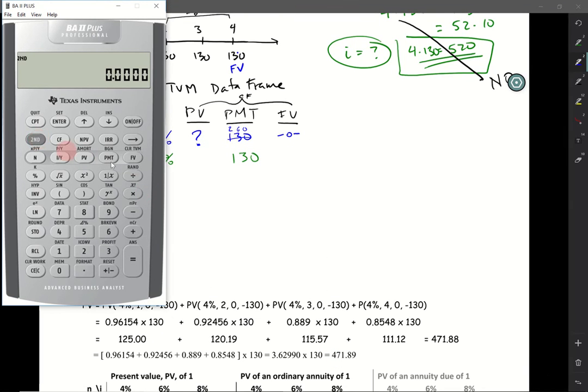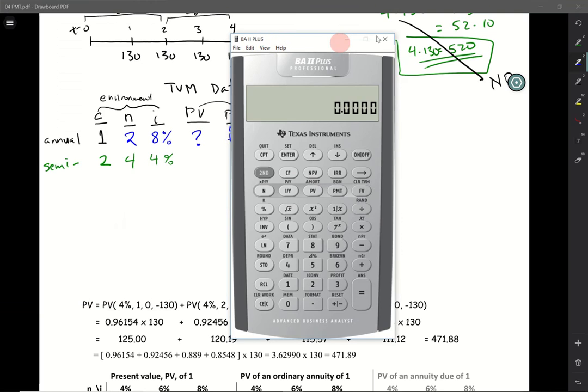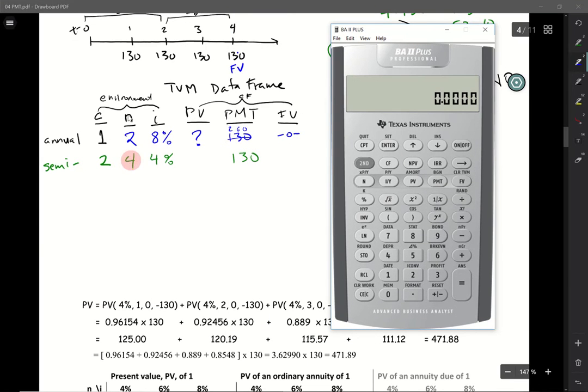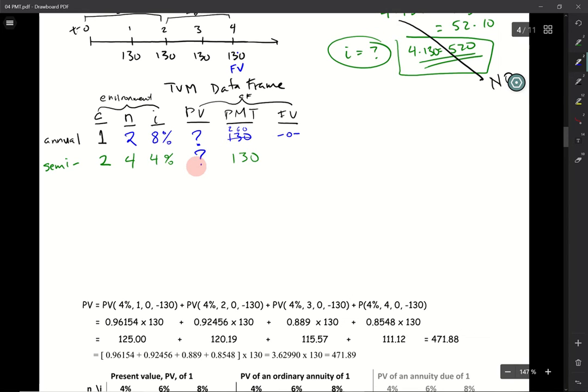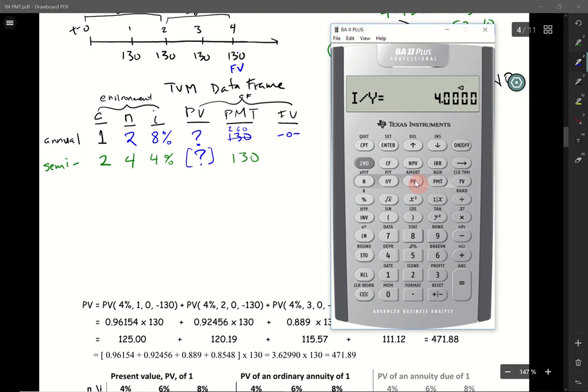Again, clear TVM, so clear all of the TVM registers. What we want to do is put 4 in for N, so you do 4 N. We want 4% for the interest rate, so we do 4 for the interest rate. PV is what we're trying to figure out. You might copy that down, but it's optional. So don't touch that. And then the PMT is 130, and I want my answer to be positive, so I'll do that.